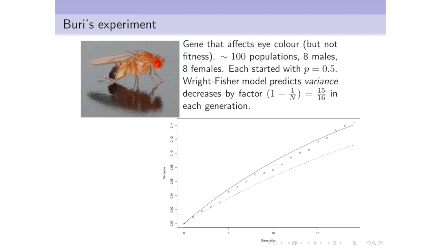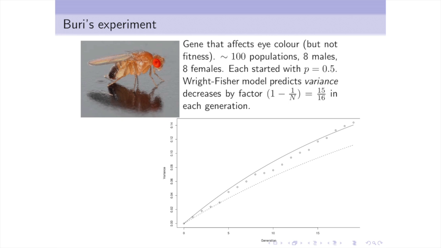So the Wright-Fisher model tells us that on average, the proportion of the different flavours of eye in our population is not going to change, but there will be some variability in that, and it gives us a prediction for the variability. And he plotted, this is 1 minus 1 over n to the number of generations is what the picture should predict. So he plotted, or I've plotted his results.